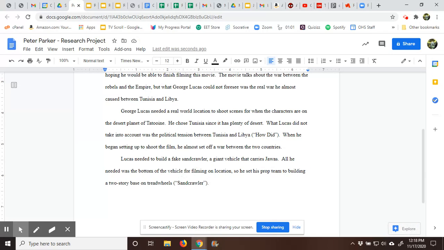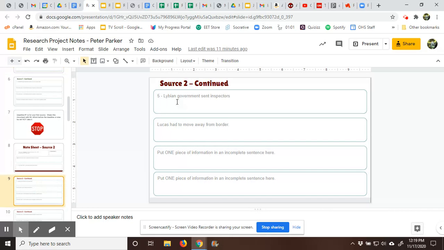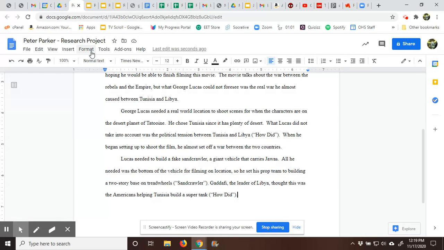So my next note was that Gaddafi, who was the leader of Libya, thought Americans were trying to interfere, all right? So I write my sentence: Gaddafi, the leader of Libya, thought that this was the Americans helping Tunisia build a super tank. And I give credit to that source one where I got it from. Boom. And then source, if I remember correctly, my fifth note was back in source two, the Libyan government sent inspectors. So I just write my sentence. He sent inspectors across the border, and Lucas had to move his set. All right, that came from Sandcrawler. Boom.